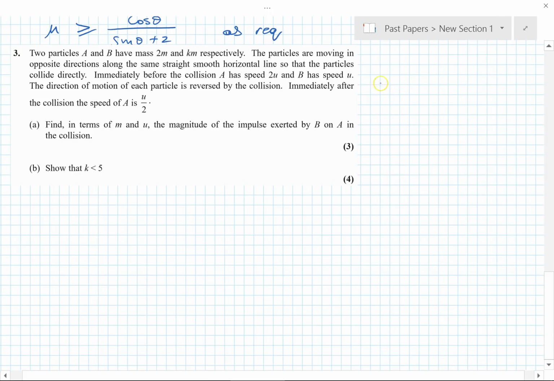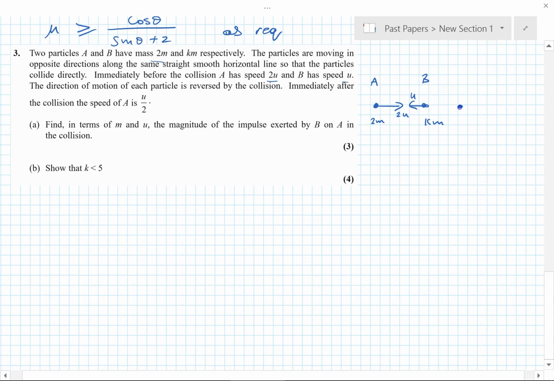Okay, so we've got a momentum and impulse question. We've got two particles going in opposite directions towards each other. We're given the velocities 2u and u of them going towards each other. Particle A, which is of mass 2m, is moving with speed 2u, and particle B, which is of mass km, is moving with speed u.